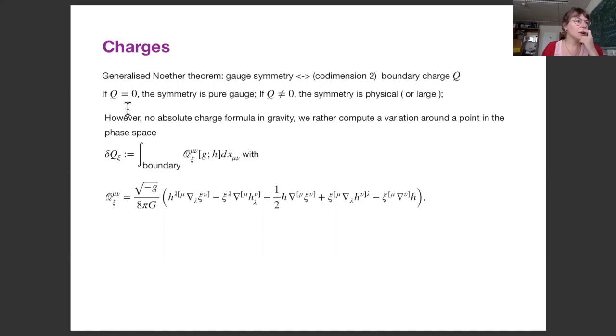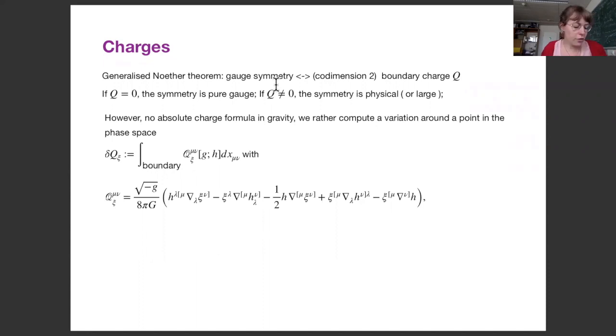And what we get is that if the Q is 0, it means that when you act with that symmetry on a state, nothing will change, and so it's pure gauge. While if the charge is non-zero, it means that the symmetry is large or physical.